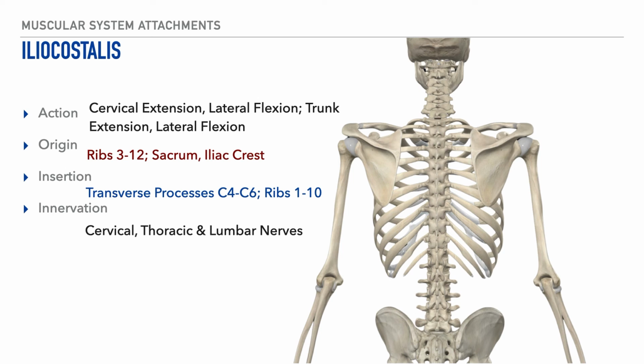So first up, let's take a look at the Iliocostalis muscle group. Its actions permit cervical extension and cervical lateral flexion. In addition, it produces trunk extension and trunk lateral flexion. Its origin is noted on ribs 3 through 12, the sacrum, and the iliac crest, which we'll showcase here. And its insertion is on the transverse processes of C4 through C6 and on ribs 1 through 10. And lastly, its innervation is noted by a combination of cervical, thoracic, and lumbar nerves.